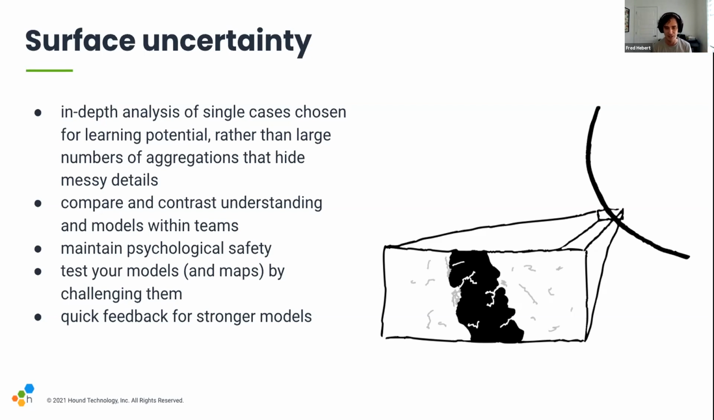Psychological safety has been mentioned already. It's absolutely critical, because if my understanding is not the same as yours, there's a required vulnerability to communicate that properly. And then you can test them. Chaos engineering is one of the approaches for that. And the quicker feedback you have, the better ability you have to course correct and change your models.